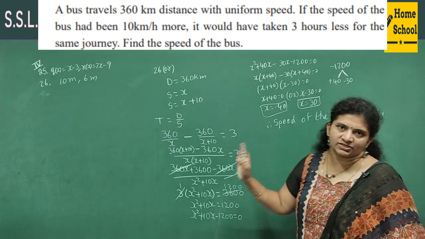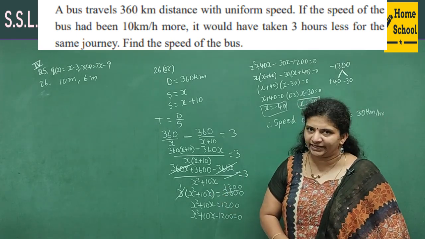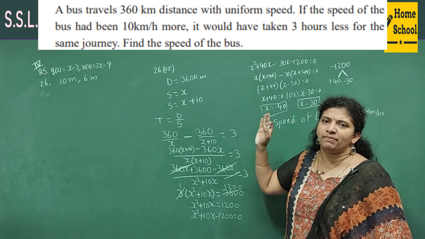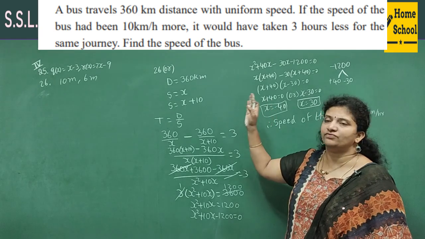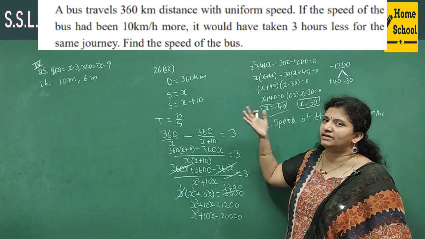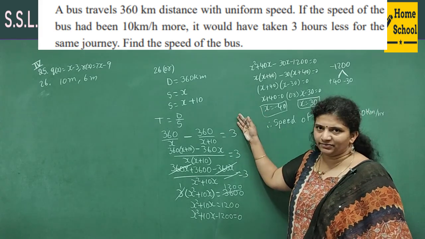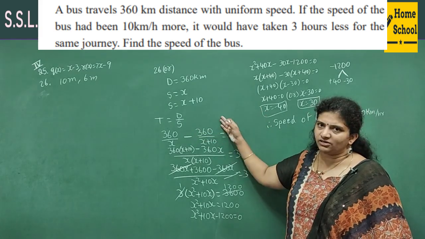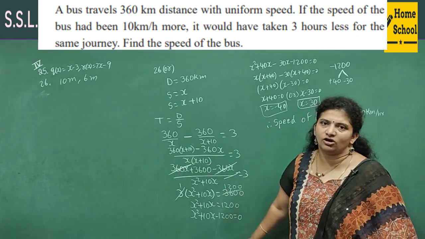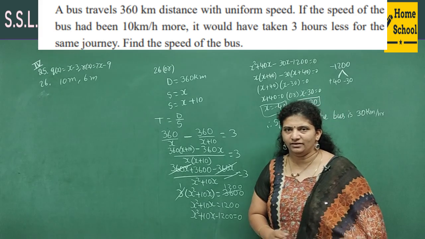While you are solving this problem, read the question 2 to 3 times. Start with the given data with the statements. A bus travels a distance of 360 kilometers, and when the speed increases and the time decreases, those all statements you write. We know time is equal to distance by speed and the ratios, and then solve the equation, right?